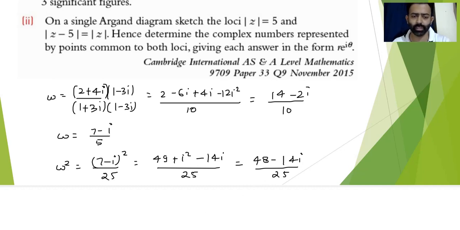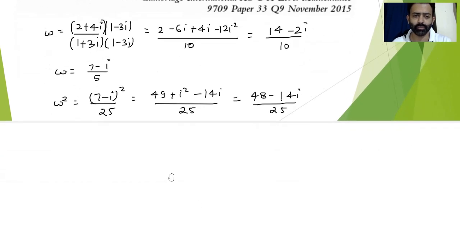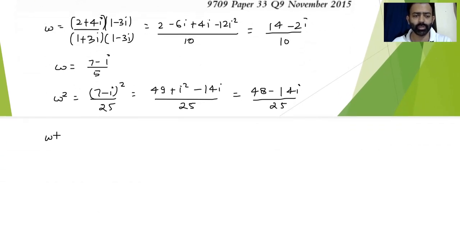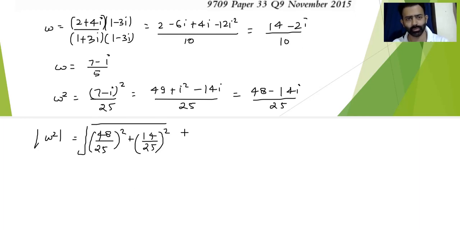And then we need to find its magnitude. So how can we find it? Just by squaring the real and imaginary parts. So the modulus of w square will be the square root of (48 divided by 25) whole square plus (14 by 25) whole square. So 48 square is 2304, and 14 square is 196, so this is 2304 plus 196 divided by 25 square.